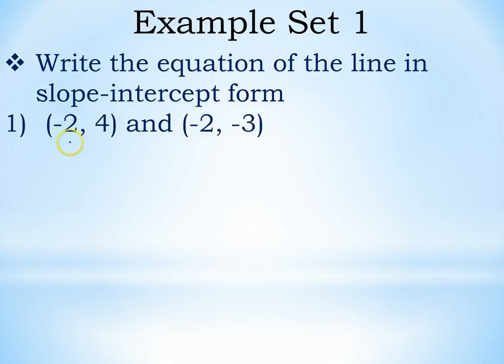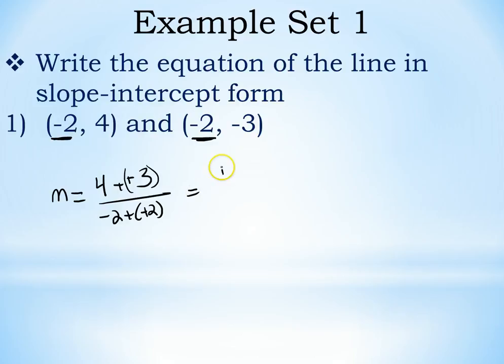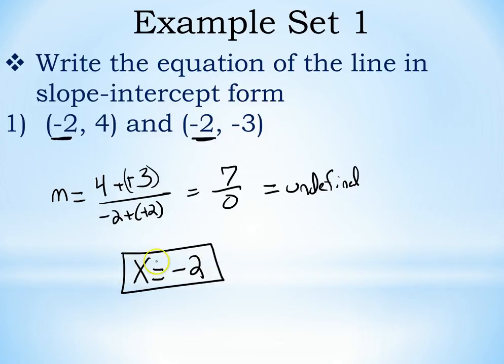Same concept here. Notice the x's are both the same. So again, we first find our slope. So the y minus the y over x minus the other x. We get 7 over 0, which is an undefined slope. Whenever your x-coordinates are both the same, your slope is undefined, and your equation will always be x equals the shared x-coordinate. That's the equation of the vertical line for this particular situation. So if the x's are both 7s, it'd be x equals 7. Both negative 10s, x equals negative 10. Whatever they both are, that's the equation of your line.